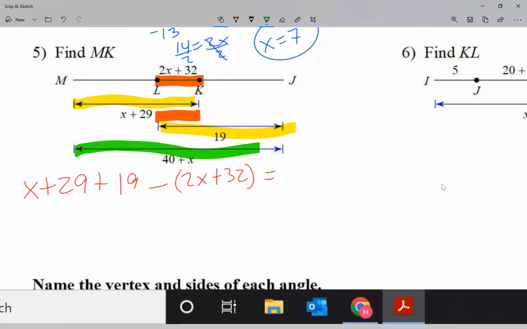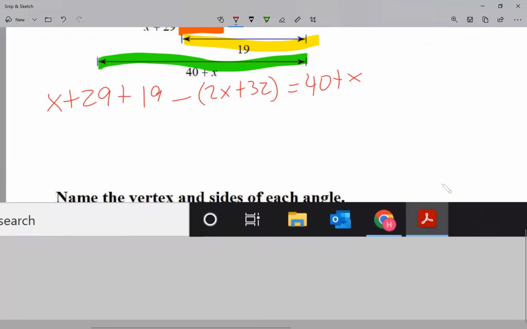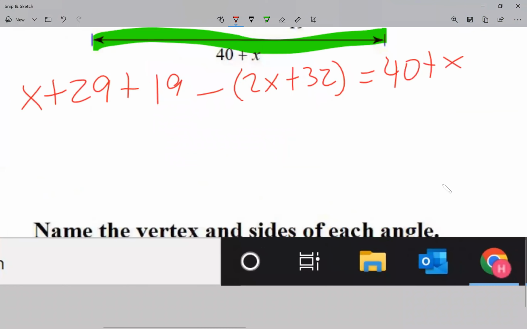The whole segment, I can tell it's 40 plus x. Again, this is the geometry part. I'm just setting it up. The rest is algebra. So let's take a look at this as an algebra question. Let's solve for x. Let me get rid of parentheses.